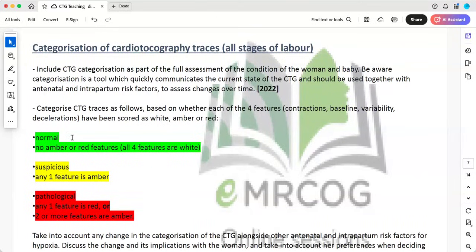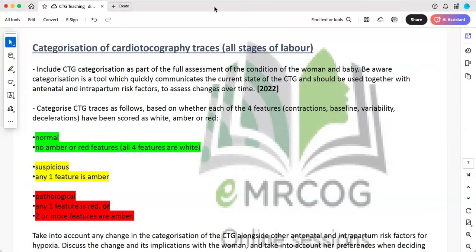So it's normal when everything is normal, when all features are white, right? So I will say this is a normal CTG, and I mean continue observation of labor, no problem. I would say this is a suspicious CTG if I have only one feature amber, or I would say this is a pathological CTG if there are two amber features or one red feature. So let's see what I will do. What's my response, okay, to the CTG after categorization?